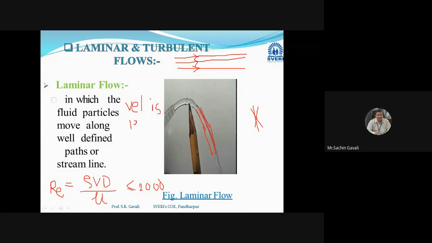So that type of flow is called as what? Laminar flow. Velocity is less. The fluid particles move along well-defined paths, straight lines or streamlines. So that type of flow is called laminar flow. And for laminar flow, Reynolds number is one of the numbers. Afterwards we will define Reynolds number. So this Reynolds number is less than 2000, and laminar flow occurs at very low velocity.